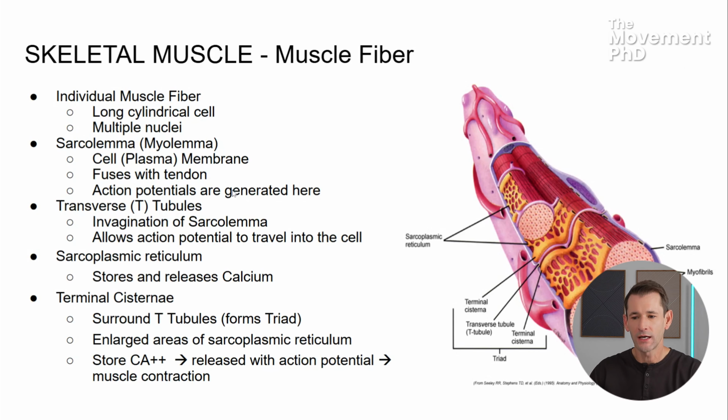This is where those action potentials are generated. So that lower motor neuron sends that signal down to that motor end plate. That's where these action potentials are generated within this sarcolemma. But this is just on the outside.